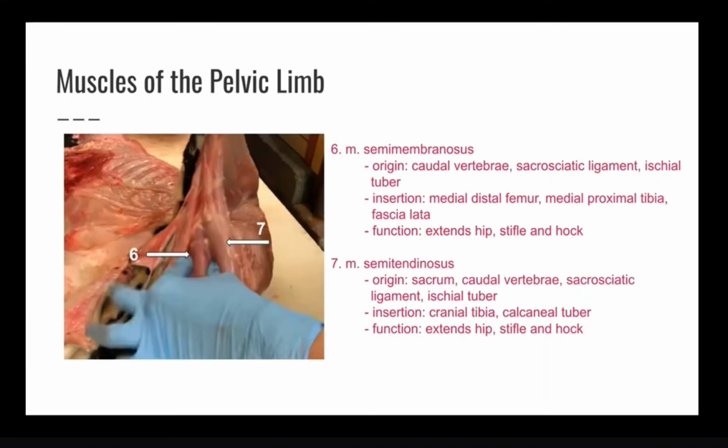The semitendinosus originates from the sacrum, caudal vertebrae, sacrosciatic ligament, and ischial tuber. It inserts into the cranial tibia and calcaneal tuber. Its function is the same, extending the hip, stifle, and hock.